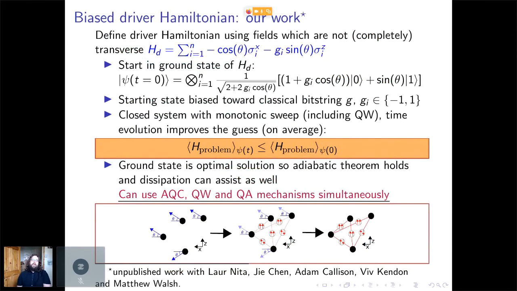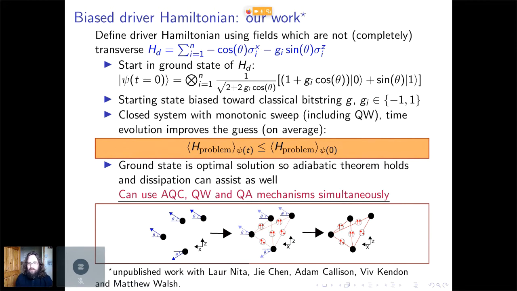So now that we've sort of motivated that, let's go back to doing numerical experiments. And let's look at some of our work with this biased driver Hamiltonian that was developed by these two papers.